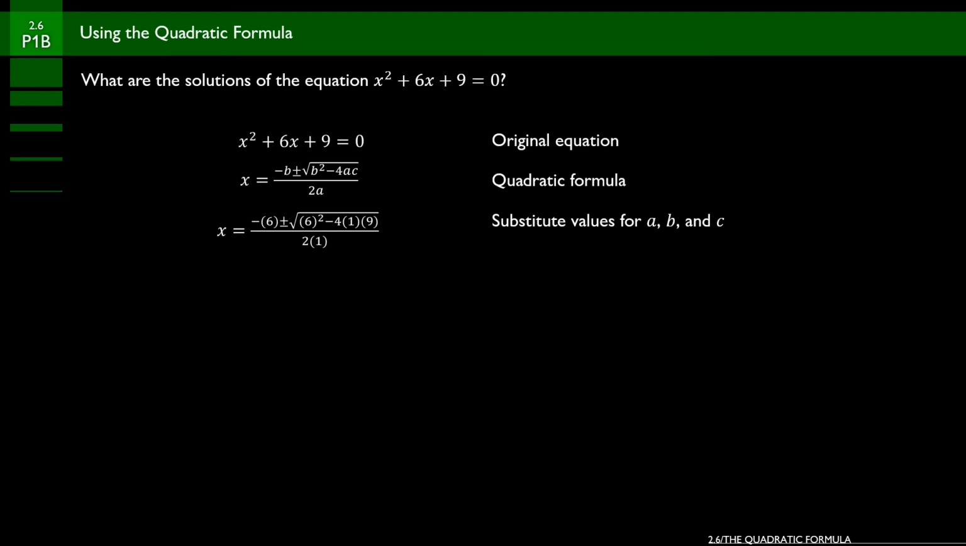Again, go ahead and simplify this. That gives us negative 6 plus or minus the square root of 36 minus 36 over 2. Now take a look at that radicand. We have 36 minus 36. That's going to give us a radicand of 0. So we know that the square root of 0 is 0. So we end up with negative 6 plus or minus 0 over 2. We can just drop that plus or minus 0 because it doesn't have any effect on us. So you're left with negative 6 over 2, which reduces down to negative 3.